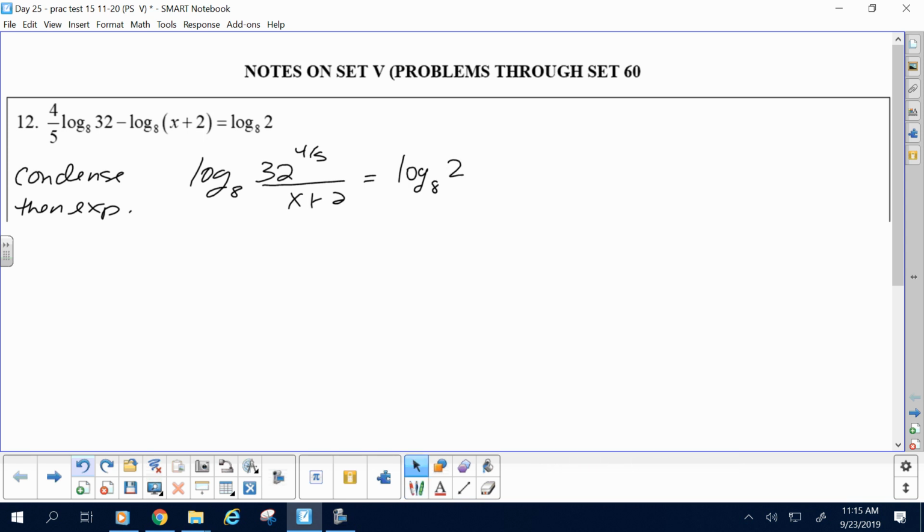Now, I have a single log equal to a single log. Now can I exponentiate? Yes, now you can say, all right, and by the way, Mr. Rickman, I'm exponentiating this. Do you have to show that 8 to the? Yes, you do. At least if you want full credit, you have to show that. So, I get 32 to the 4/5. What is that?